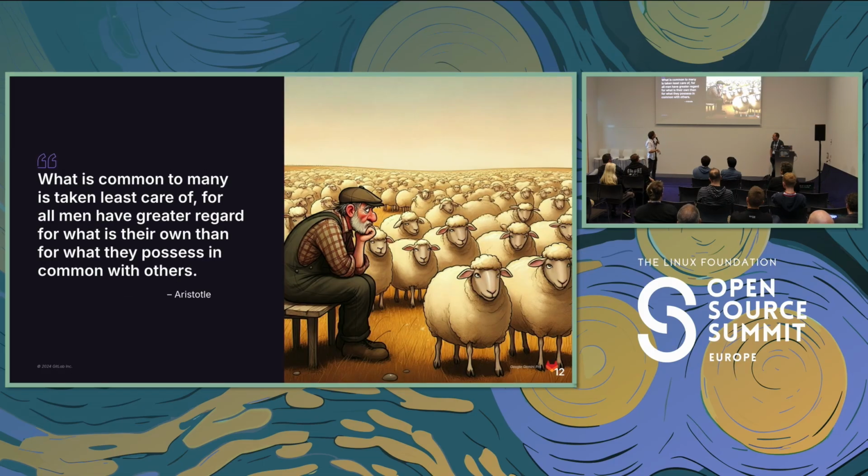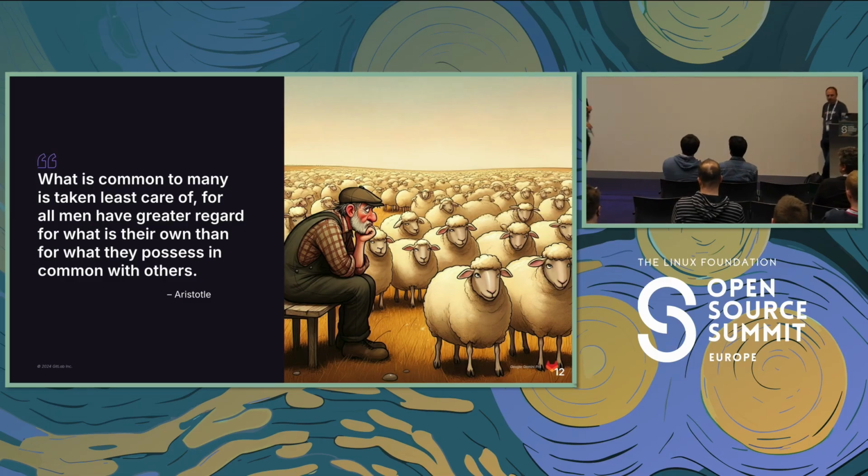This is a thinking exercise that goes way back. It's Aristotle that said, what is common to many is taken least care of. For all men have greater regard for what is their own than for what they possess in common with others. It's a very complicated sentence to say getting contributors is almost impossible, because basically you're trying to get people to do something good for everyone instead of for yourself. That doesn't mean it's impossible. We just have to understand how we work as a society, how we work as humans.